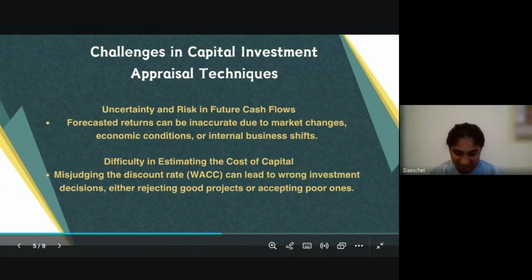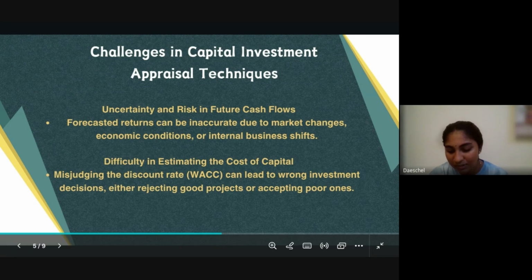Challenges in capital investment appraisal techniques: uncertainty and risk in future cash flows. When businesses predict future cash inflows from a project, they are making assumptions based on current information. However, market conditions like demand, competition, and cost can change, making those cash flow predictions go wrong, leading to wrong investment decisions.